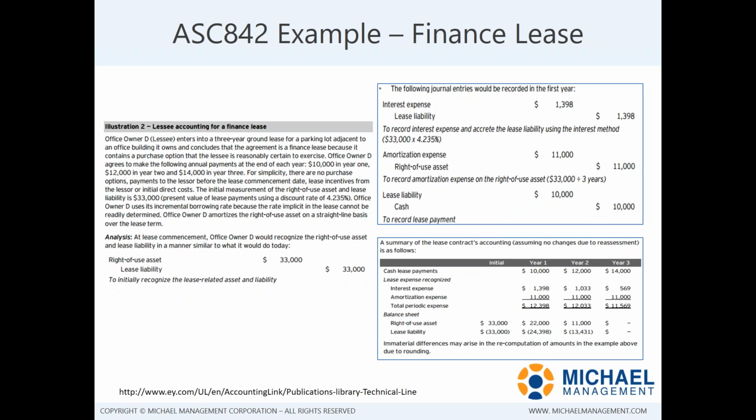The finance lease is essentially the same. You would have your right-of-use asset with the lease liability, but here's the difference: you would have interest expense, not lease expense. And the asset would also be amortized, the $33,000 times the 4.235%. I'm sorry, that's the lease expense. And you would have the asset of $33,000 being divided by 3 years, so it's $11,000 a year. So there's amortization plus the right-of-use asset, and then you have the cash payment for the first year of $10,000.